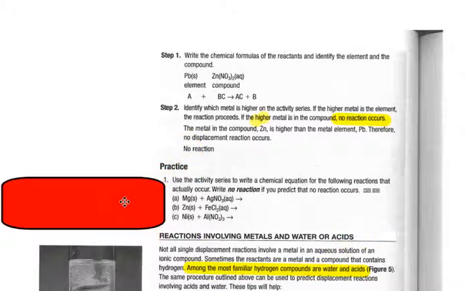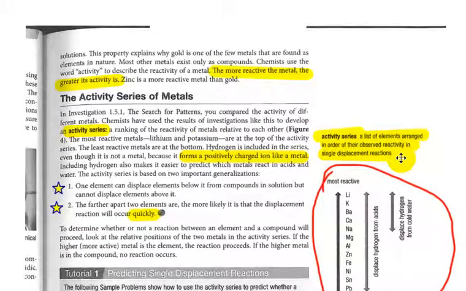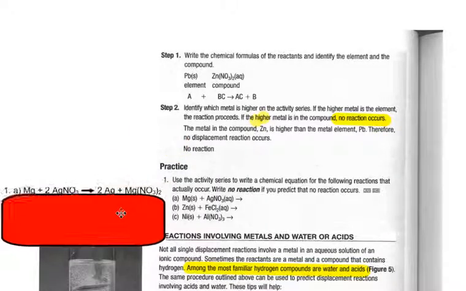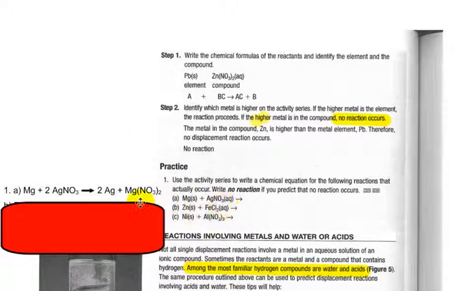Okay, if you had a chance to do that, magnesium and silver nitrate. So can magnesium replace silver? Magnesium is here, silver is at the bottom, so you bet it'll replace it. So magnesium will replace silver. Silver will be kicked out by itself. It's just Ag. It's not a polyatomic ion, so it's just simply Ag.